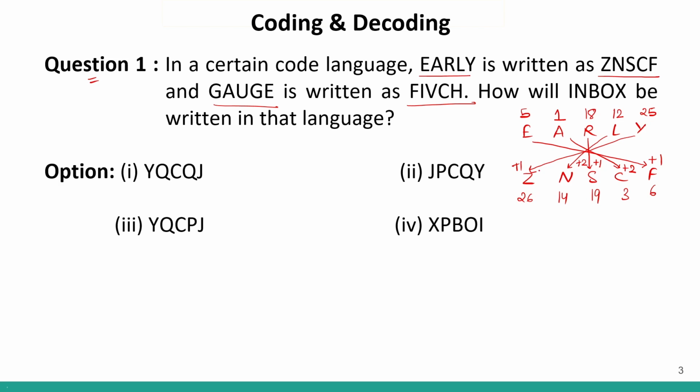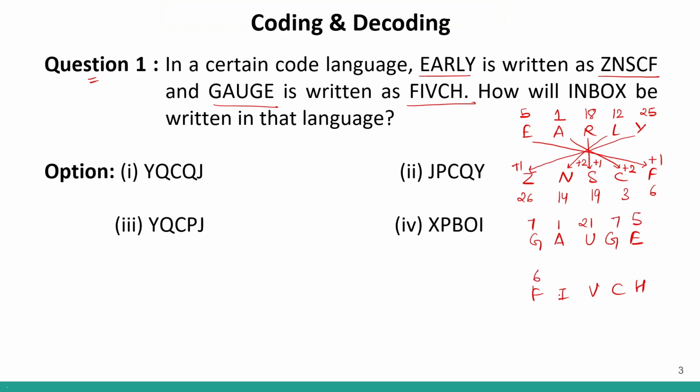So we are moving 1 or 2 positions forward. Let us check the same thing for GAUGE also. Gauge is coded as FIVCH. So the code for G is 7. For A it is 1. For U it is 21. For G it is 7. And for E it is 5.